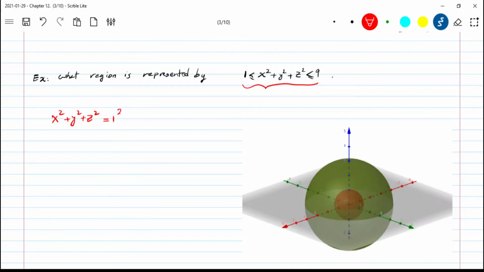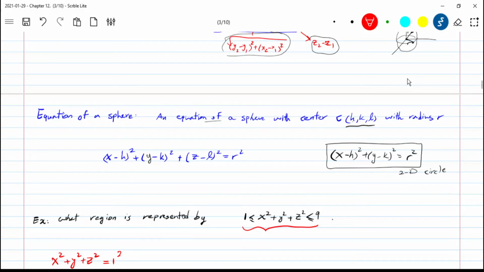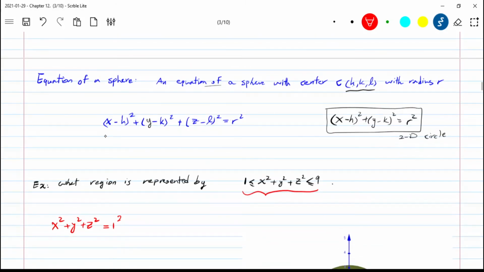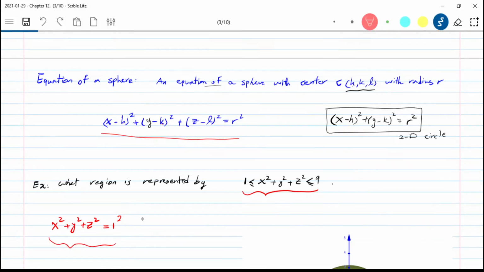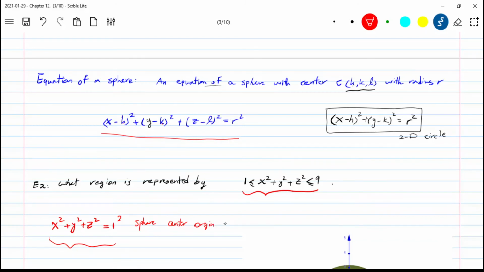What you notice is exactly this equation, which is the equation of the sphere, where the centers h, k, and l are picked to be 0, so therefore you have x minus 0, which is simply x. You have x squared, y squared, and z squared. And on the other side, you have radius of 1. So this is basically a sphere with the center at the origin and radius 1.